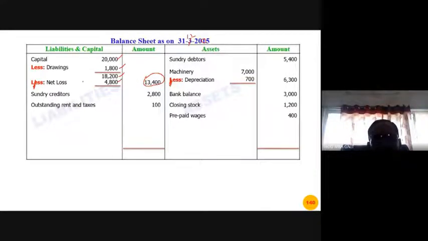After adjusting the net loss to his capital amount, now what we have to do? Just make the total of both the columns. There should be no balance at all, so both the columns should tally with each other. Yes, what is the total of both the columns? 16,300.